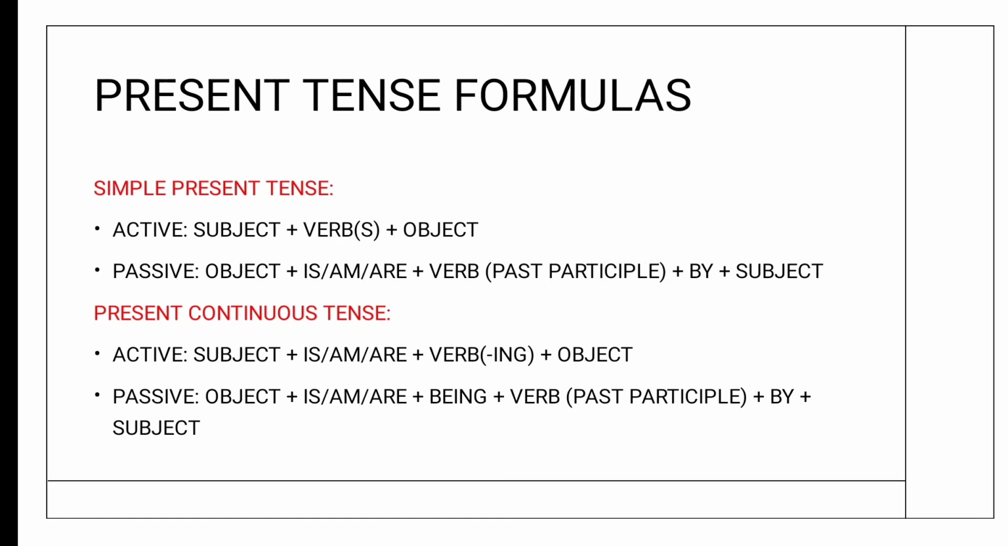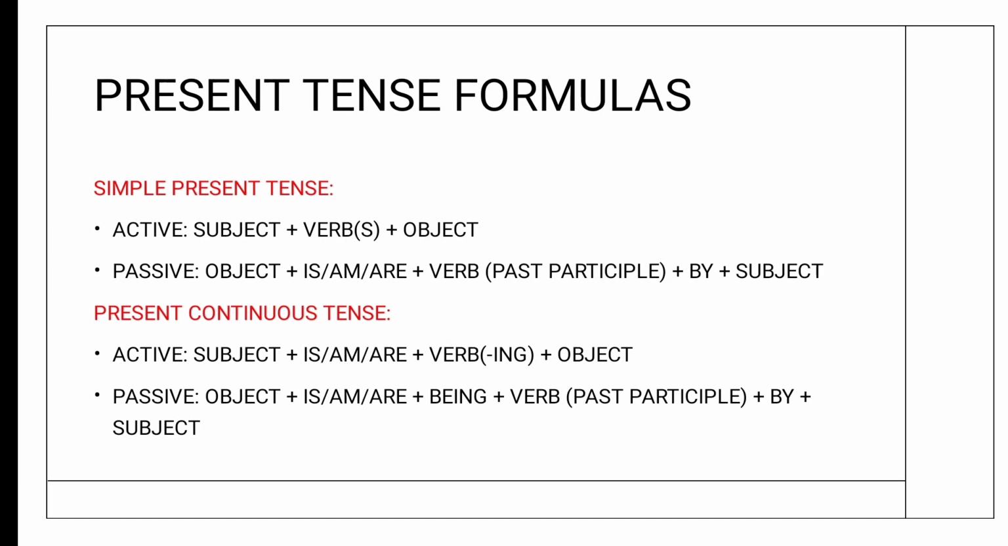So now clearly understand how to convert active voice into passive voice in different tenses. We already learned about present tense, past tense, and future tense. In present tense, there are four types of tenses: simple present, present continuous, present perfect continuous. So the first one is simple present tense.